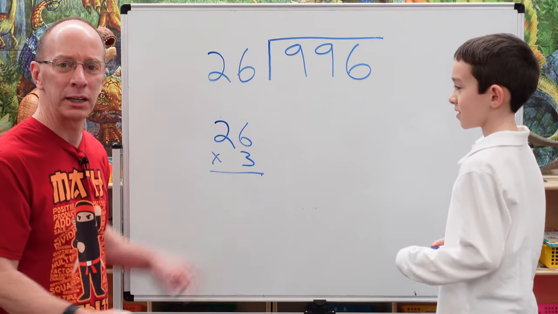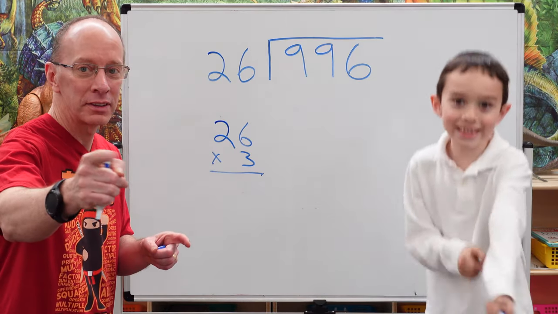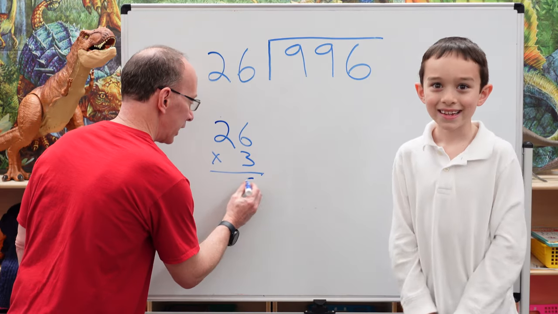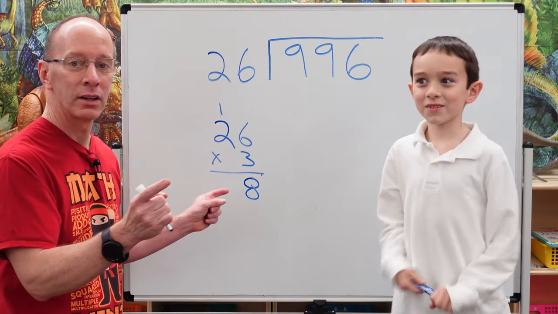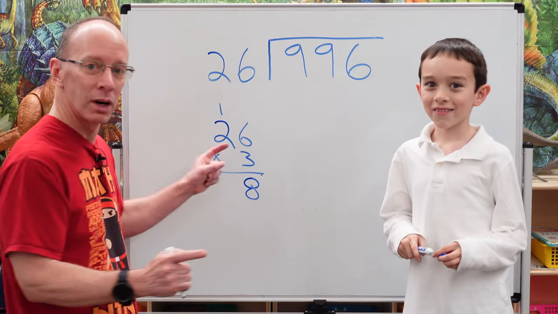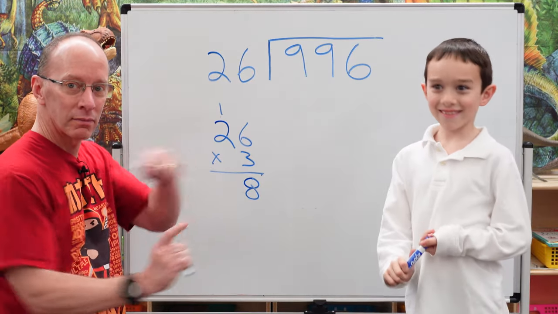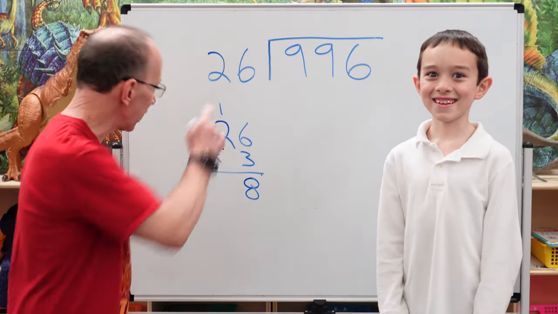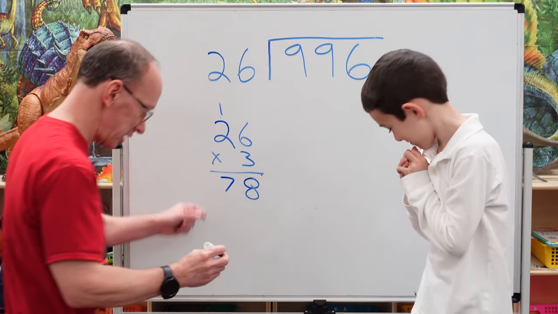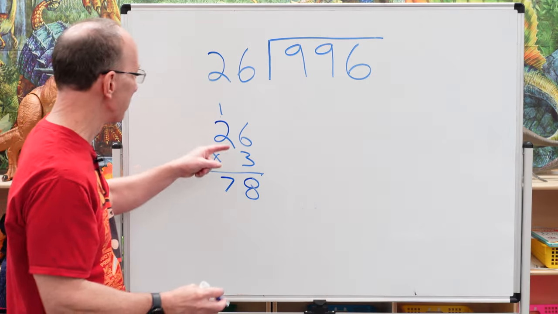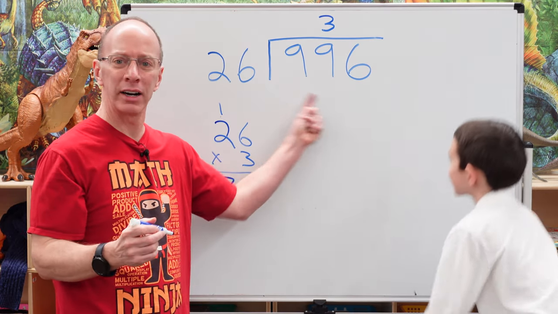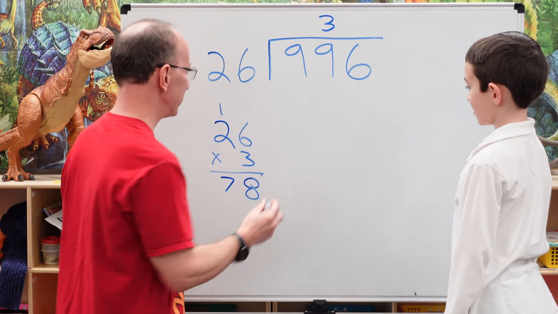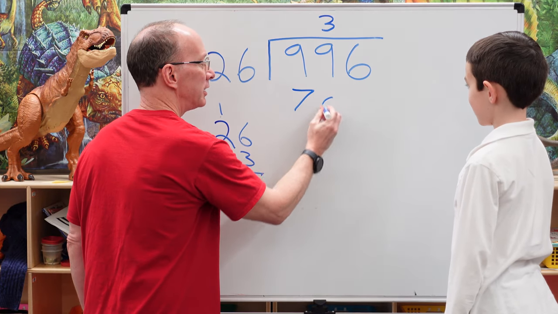So what is 6 times 3, Lucas? It's 18. All right, so I'm going to put the 8 here. And then the next number. What is 3 times 2? 3 times 2 equals 6. 6 plus the 1? 6 plus 1 equals 7. So this is 78. So I'm going to put the 3 right here, right above that 9, because I'm dealing with this number right here, okay? So 3 times 26 is 78.